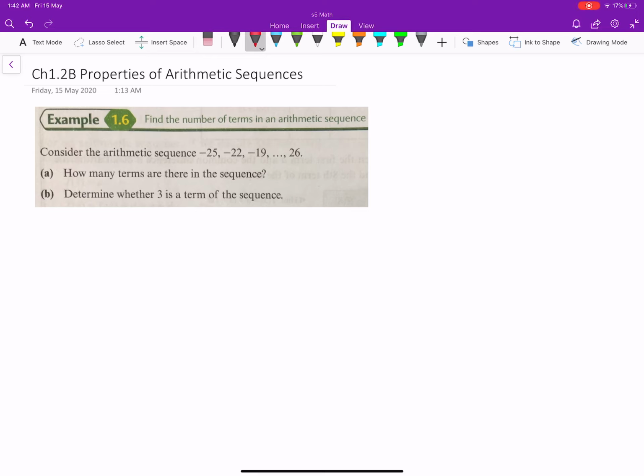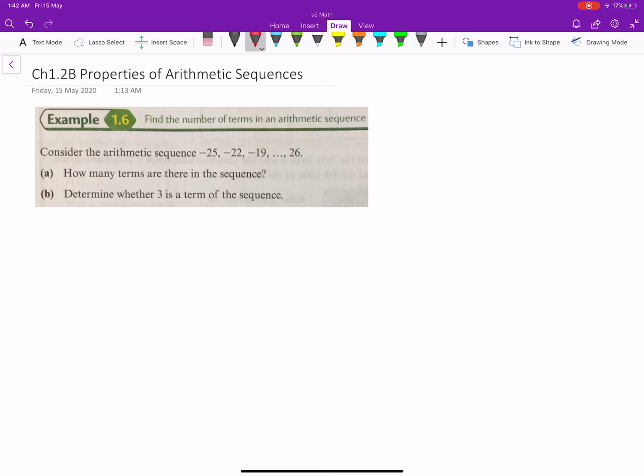Hello students, welcome back. Today we will talk about the properties of arithmetic sequences. Before we introduce some additional properties, let's do two more examples to get familiar with the questions in arithmetic sequences.